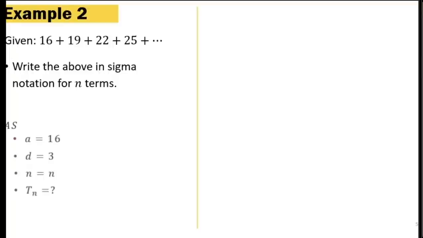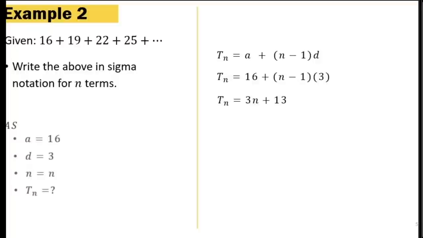And remember, in my sigma notation, I give the general formula, so I need to calculate Tn. Tn for arithmetic is a plus n minus 1 times d. If I substitute in, 16 plus n minus 1 times 3, general term is 3n plus 13. So how do I write this in sigma notation? Sigma, the general term is 3n, in this case it's supposed to be a k or an n, it doesn't matter, plus 13. What was the first number we subbed in? It was 1. What was the last number at the top?